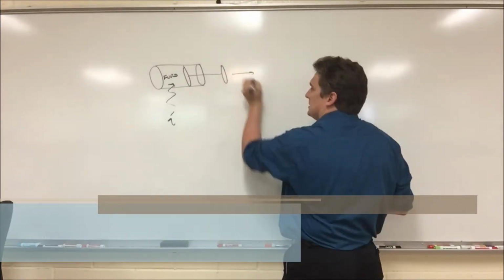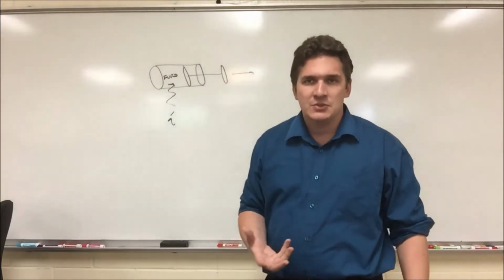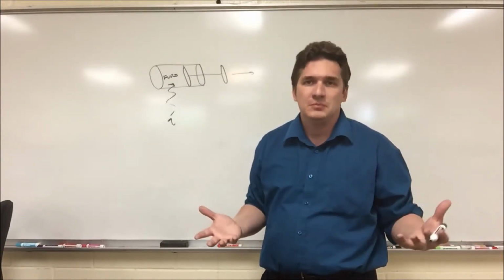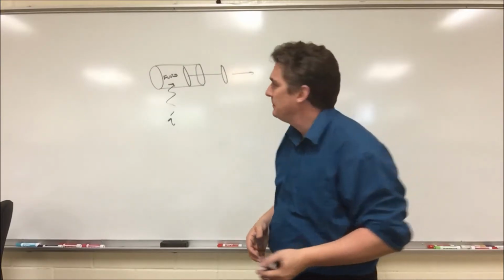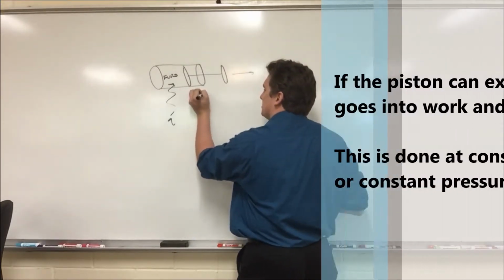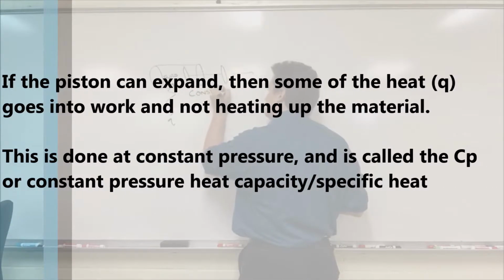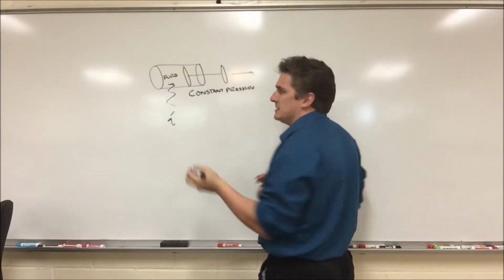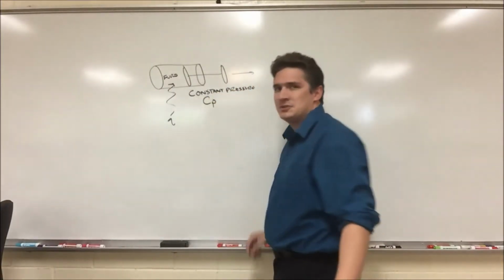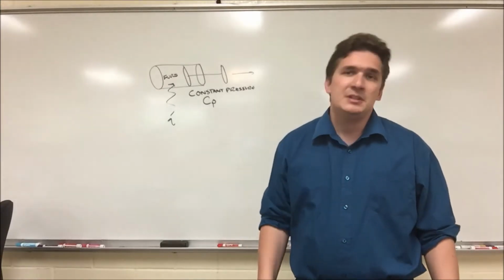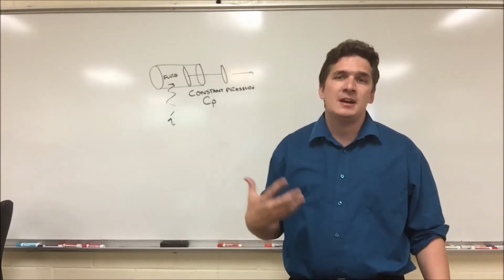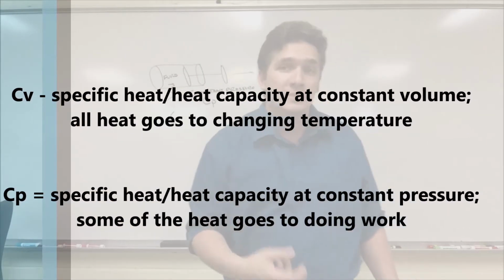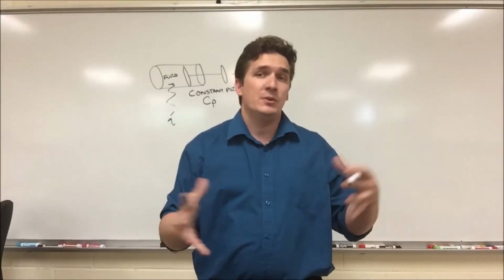And as it expands, the piston's going to do work. So we no longer have the condition where 100% of the joules from heating are going into heating up the fluid. Some of them are going into work. And so this is done under constant pressure. And so then our heat capacity here isn't a constant volume heat capacity, it is a constant pressure, or C sub P, heat capacity. So the difference between a C_V and a C_P is that a constant pressure heat capacity reflects the fact that not all the joules go to heating. Some of them are actually going to doing some work associated with a change in volume of whatever you're heating.